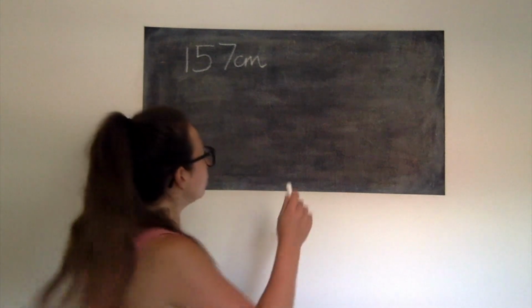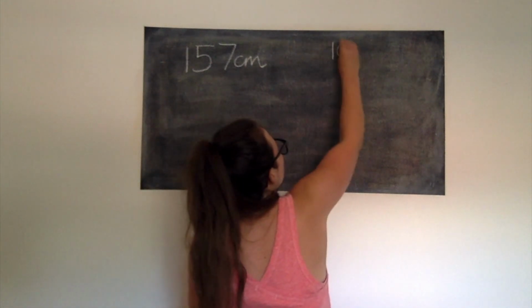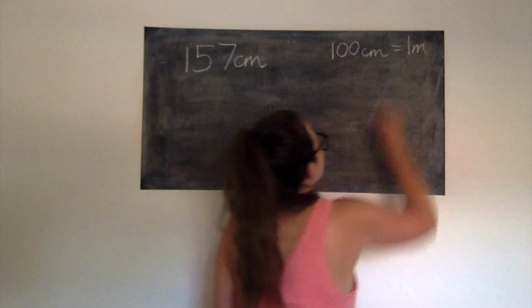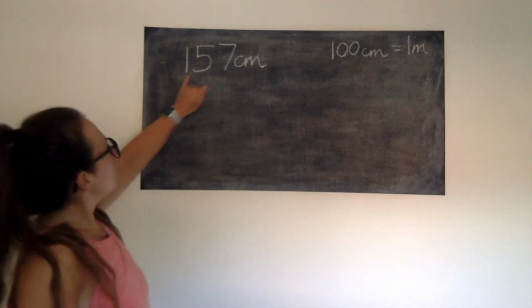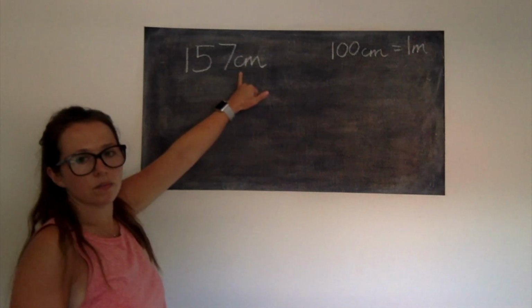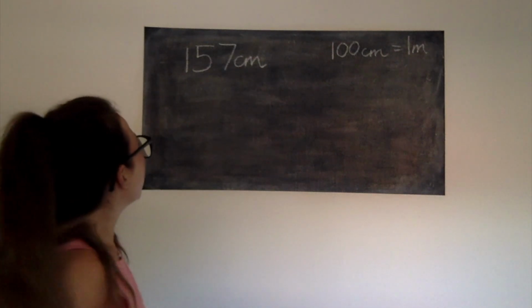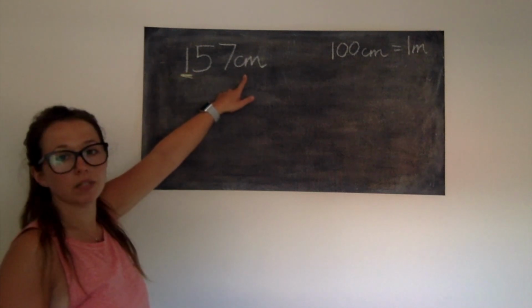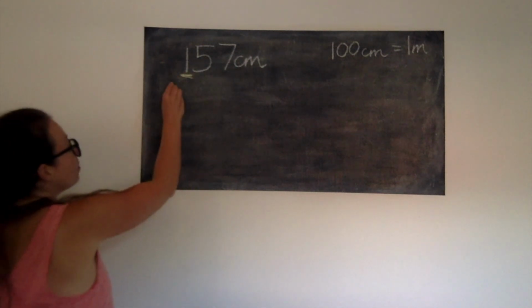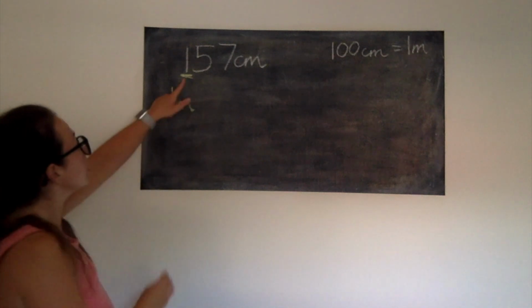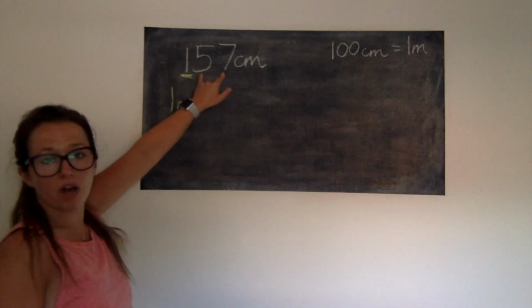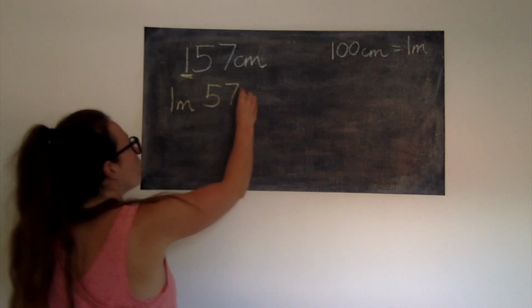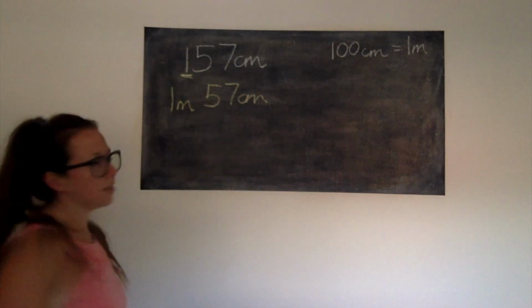First of all, I'm just going to write down to remind me that 100 centimetres is the same as 1 metre. Okay, so I am 157 centimetres. Straight away I can see that I've got 100 centimetres. So that must mean that I am 1 metre, because that's my 100 centimetres, and then left over I've got 57 centimetres. So I could say that I am 1 metre and 57 centimetres.